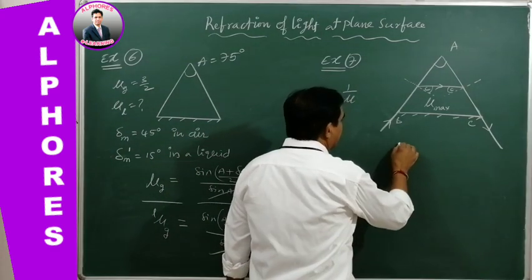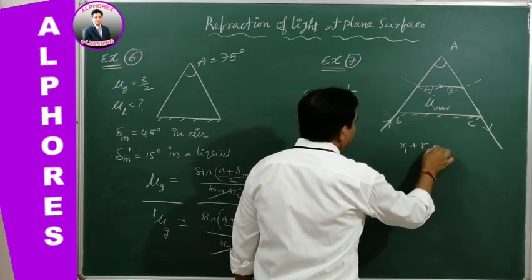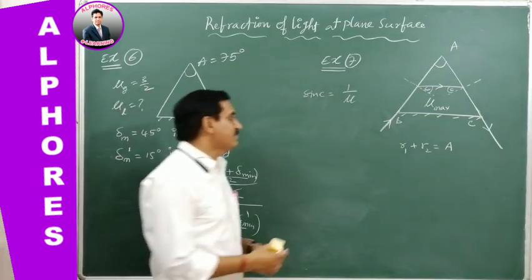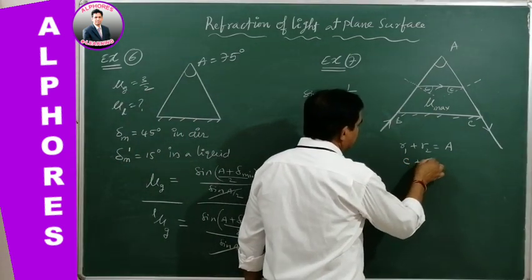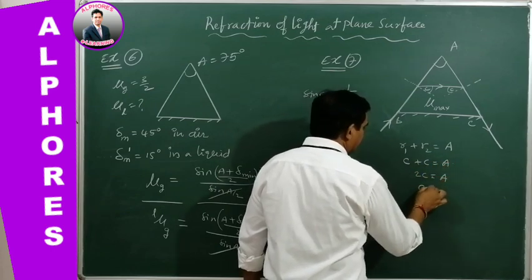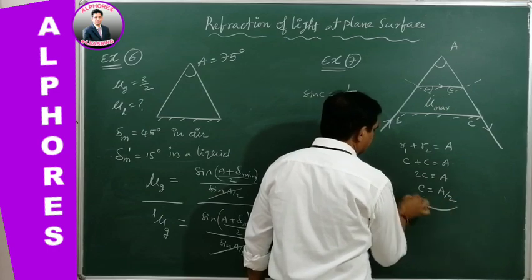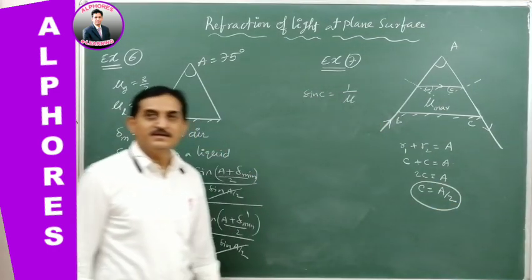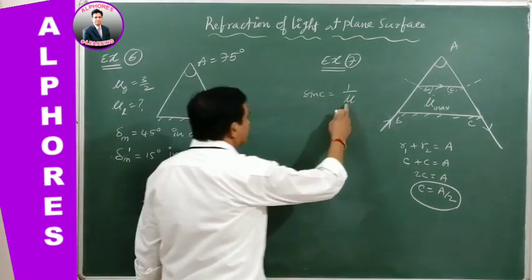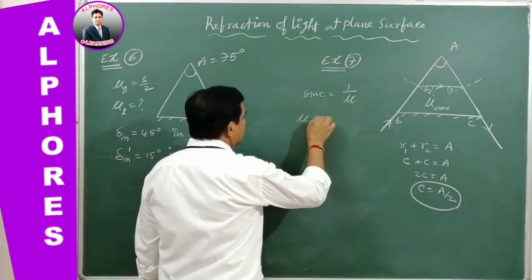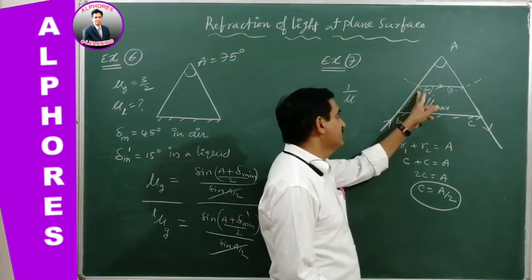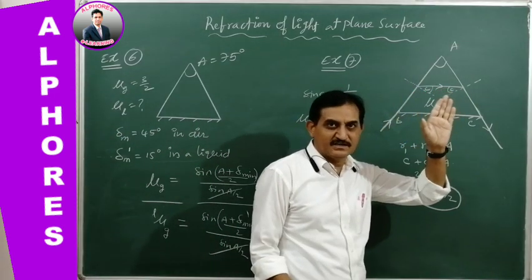But we know that r1 plus r2 is equal to the angle of prism, that is A. Now r1 and r2 are each C, so C plus C is equal to A. 2C is equal to A. C is equal to A by 2. This is the critical angle, A by 2, half of the angle of prism. Now we go for this equation. So mu is equal to, this can be used where? At any surface, because it is giving the critical angle case.